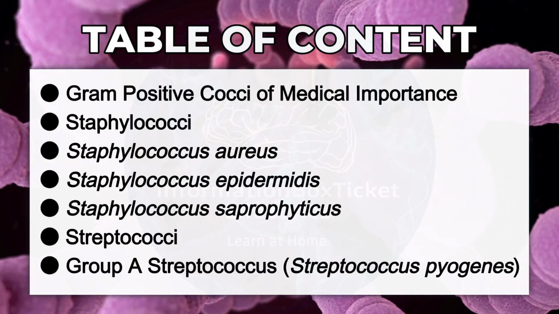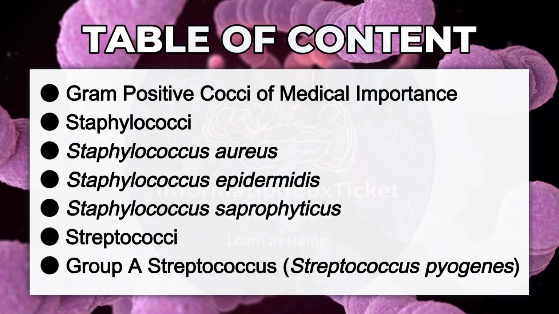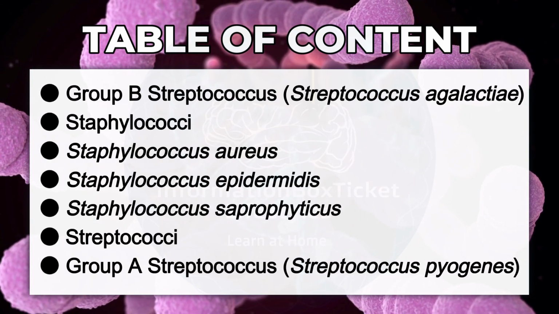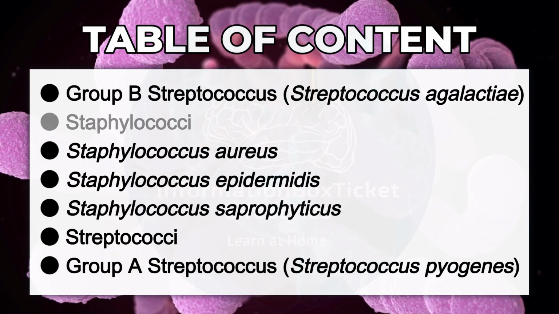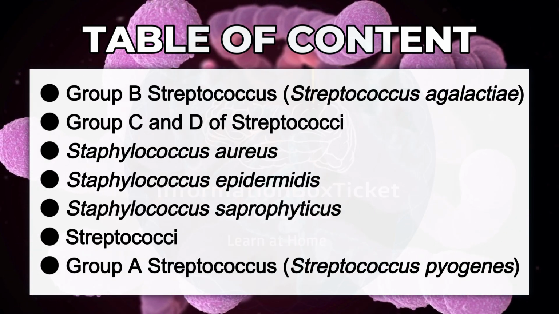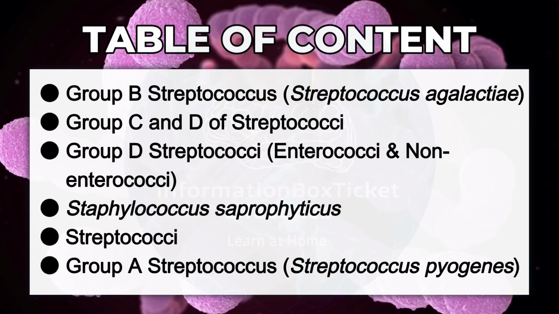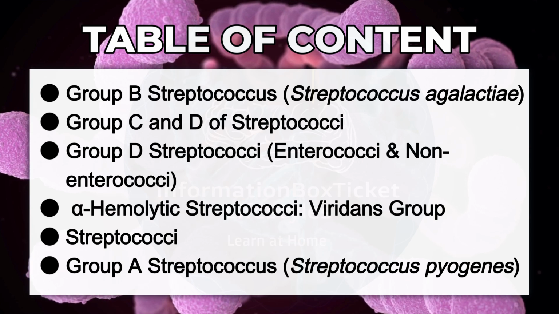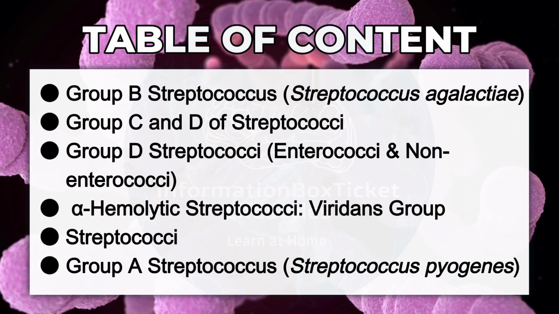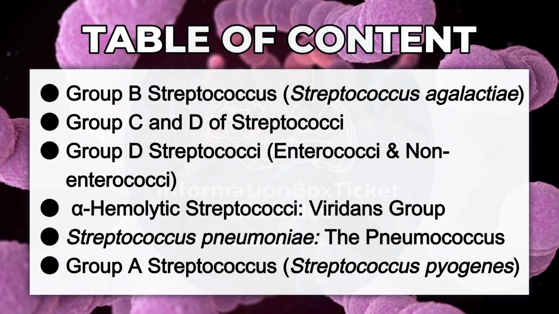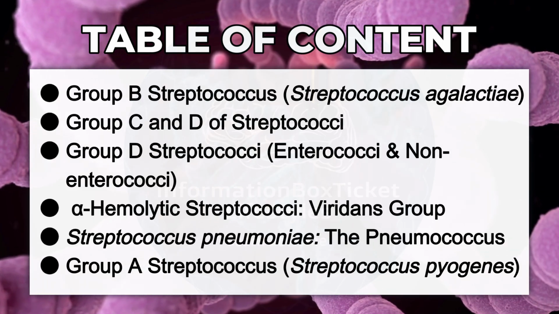Group A Streptococcus, Streptococcus pyogenes. Group B Streptococcus, Streptococcus agalactiae. Group C and D of Streptococci. Group D Streptococci: enterococci and non-enterococci. Alpha-hemolytic Streptococci, Viridans group. Streptococcus pneumoniae, the pneumococcus.